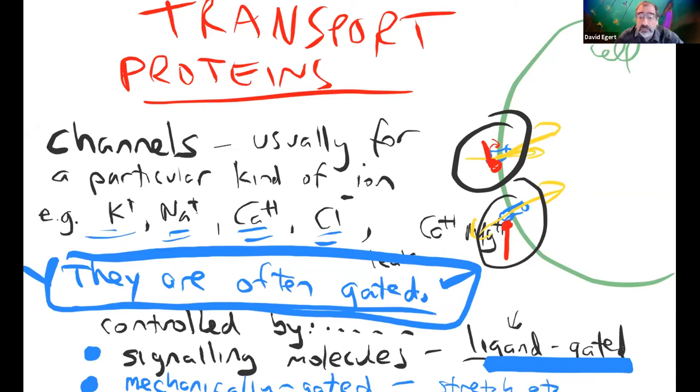So sometimes the channel is closed, and what is going to open it is just a physical deformation of the cell, kind of stretching the cell, and that opens a channel. You know, this is how touch receptors work, right? What is touch? Touch, you're physically deforming your skin, and all of a sudden there's an electrical signal that goes to your nervous system that you interpret as touch.